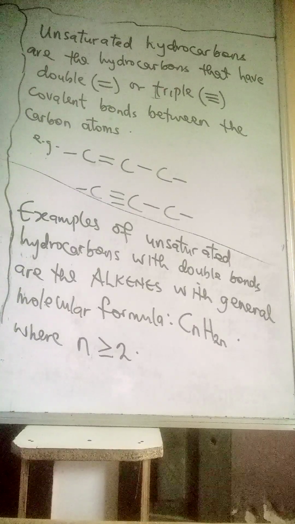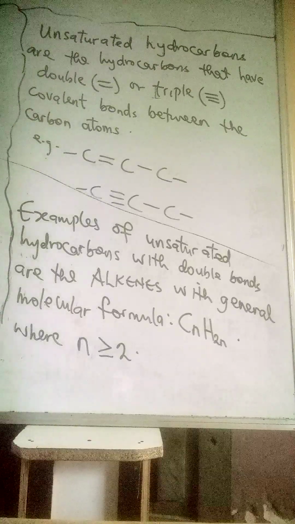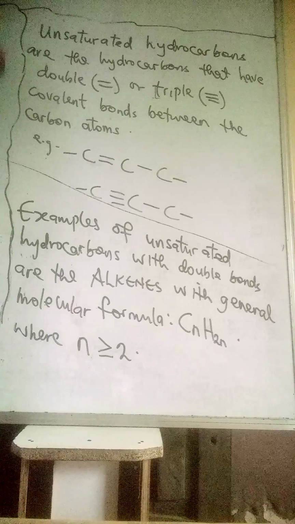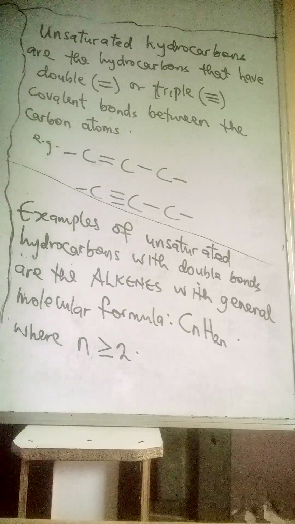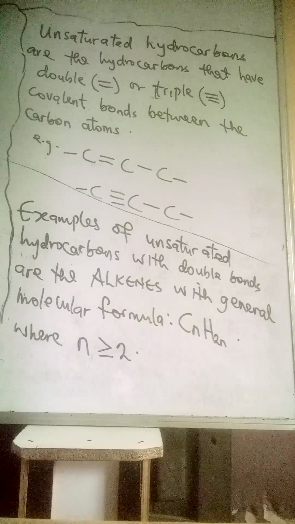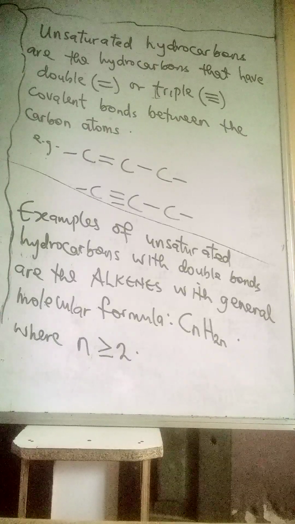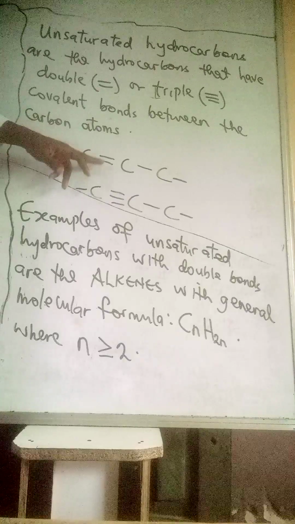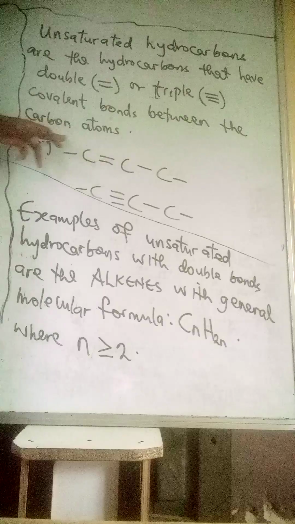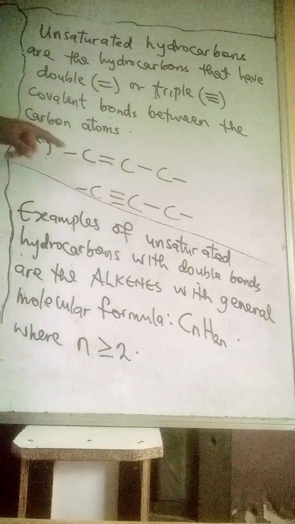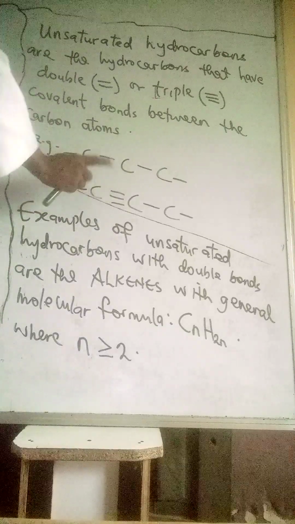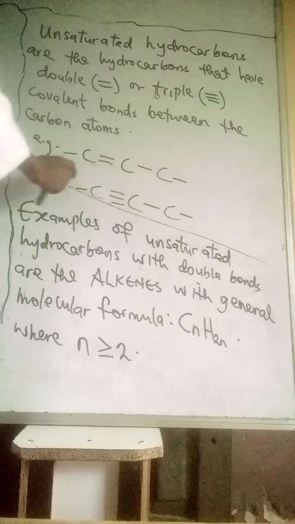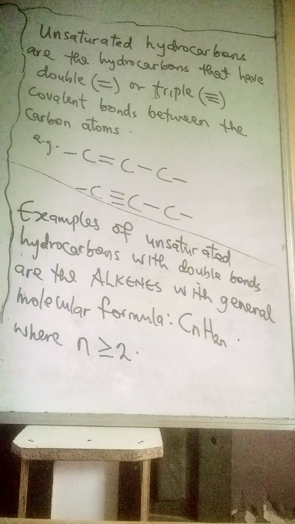Unsaturated hydrocarbons. Any hydrocarbon that has either double bonds or triple bonds between carbon atoms is considered to be unsaturated because of the presence of a double bond or triple bond. Now look at this. Though we have single bonds here, since there is a presence of a double bond, even if it is just one double bond, this has made it unsaturated. And here we have the presence of only one triple bond. Others are single bonds. As long as there is presence of this triple bond, it has made the whole of this an unsaturated hydrocarbon. Okay?